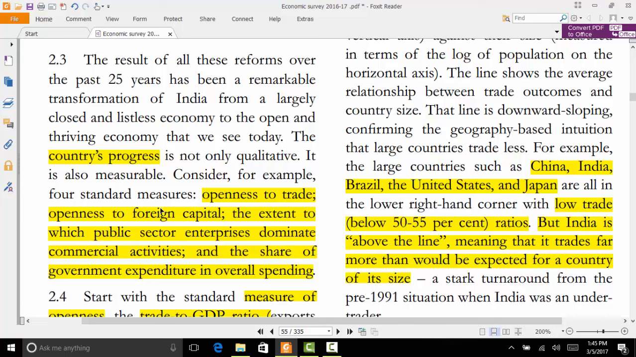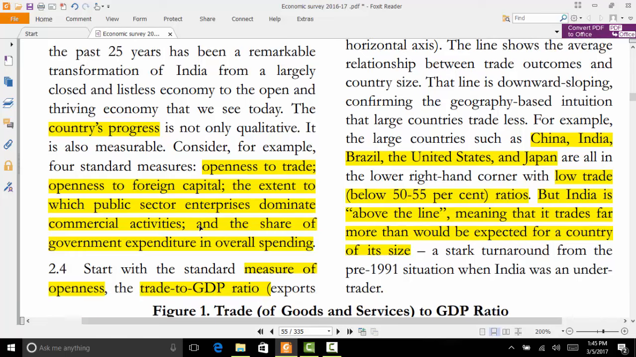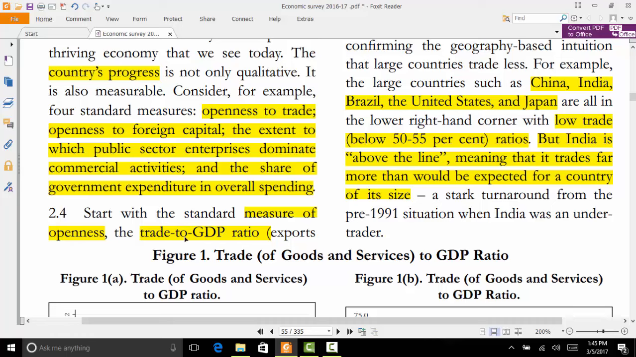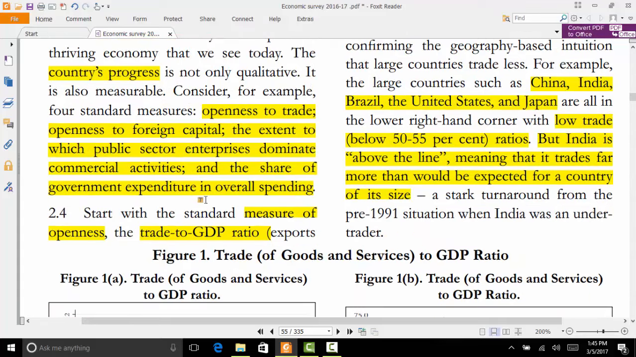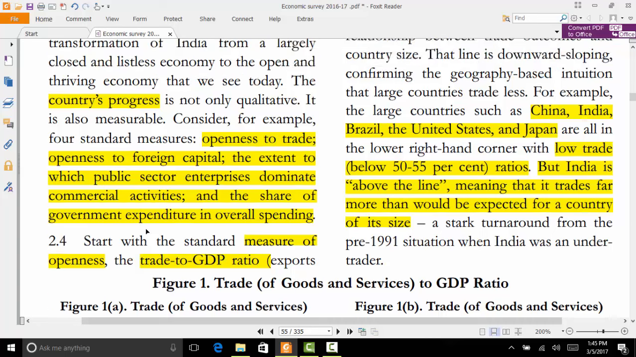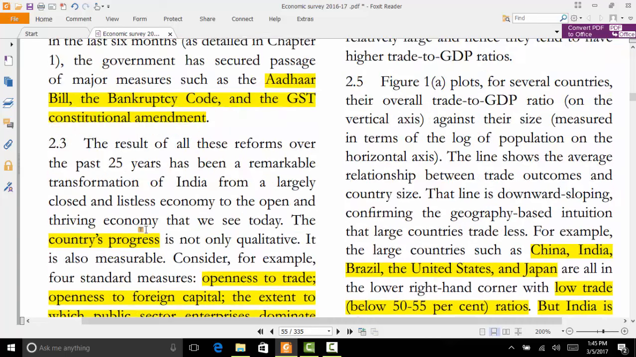The country's progress in terms of openness to trade, foreign capital, and public sector enterprises dominating the commercial activities. All these things are there. So these have helped India in the measure of... Now, how do we measure openness? It says the measure of openness can be by a trade to GDP ratio. How much trade with respect to GDP?